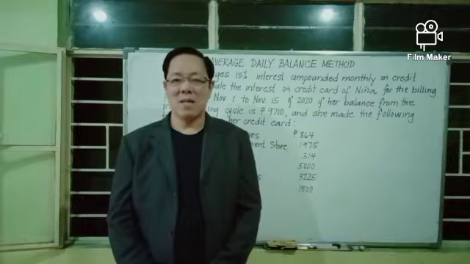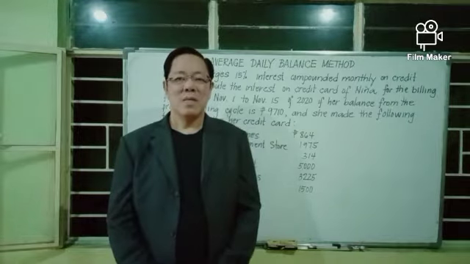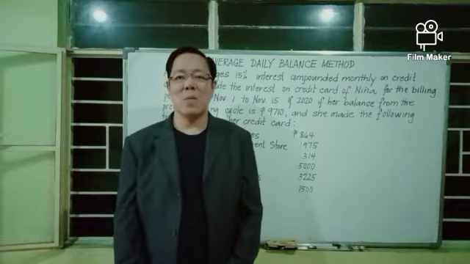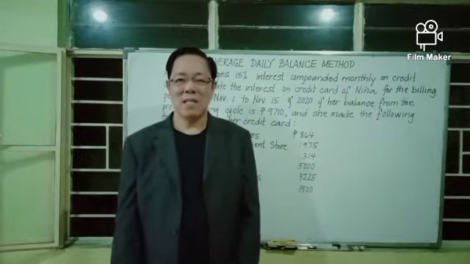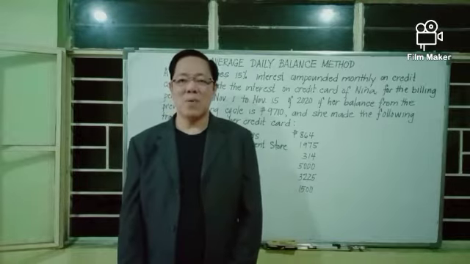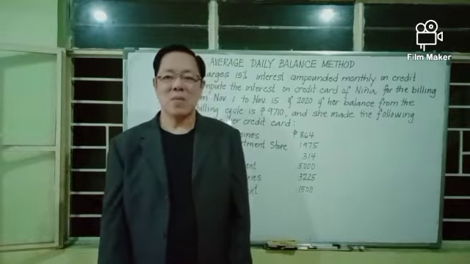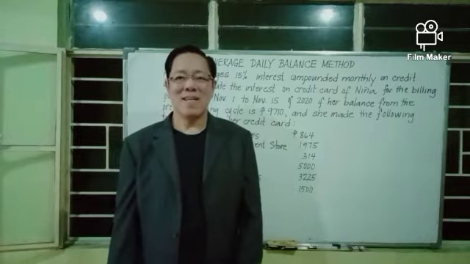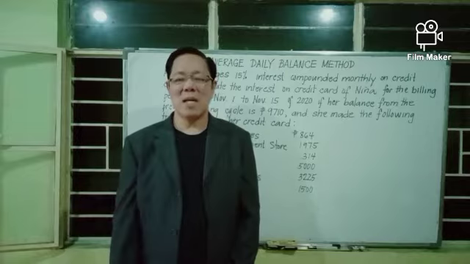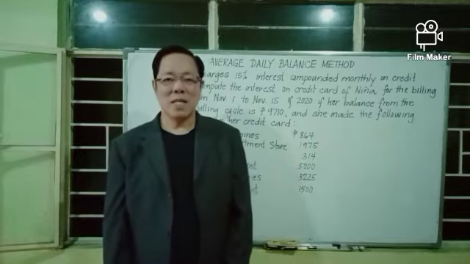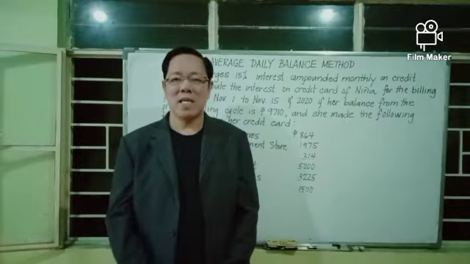The bank charges either an interest that is compounded monthly or interest that is compounded daily. And we will have two examples: one example for interest computations using an interest rate compounded monthly, and another example for computing interest on credit cards using an interest rate compounded daily.